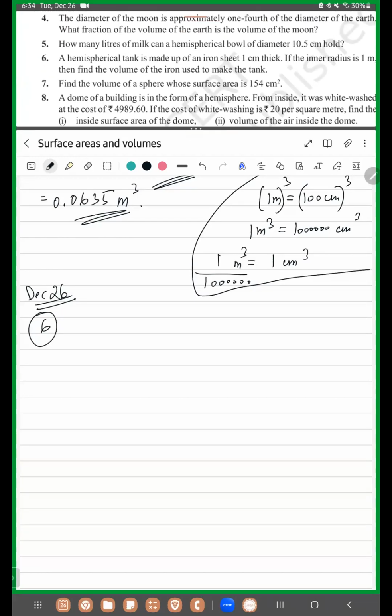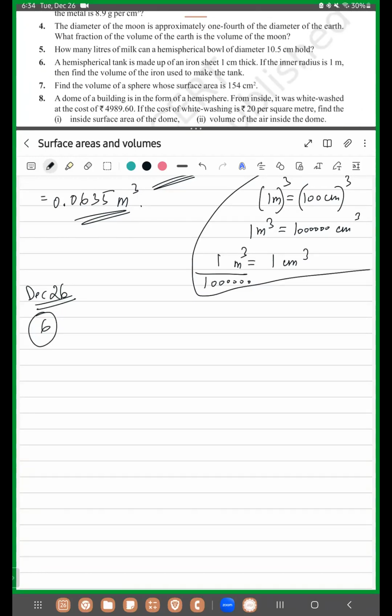A hemispherical tank is made up of an iron sheet. Okay. Let's say instead of a tank, let's talk about a bowl. A soup bowl, you know, a soup bowl, if you may.